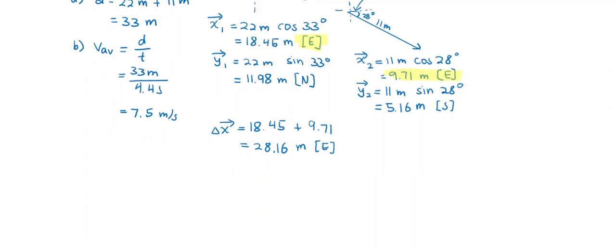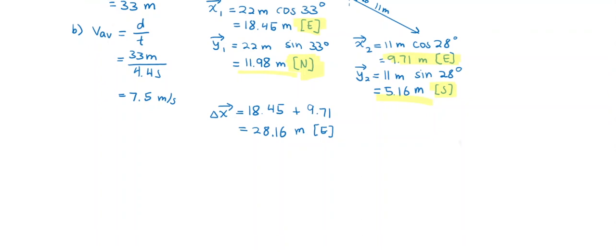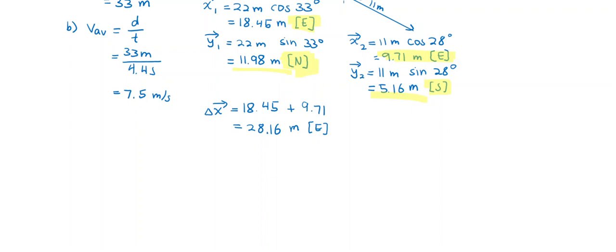Now for y, you'll notice that we have opposing directions, one north and one south. So what we need to do is actually subtract these from each other. So this step doesn't really matter which way you do it, but the simplest way is to look at which one is bigger. So I see that 11.98 is obviously bigger than 5.16. So to keep things easier, you want to switch. So basically, you want to make the directions the same. And it's always easier to switch the smaller value than the larger one, because that's going to give you a positive result when you subtract the two.